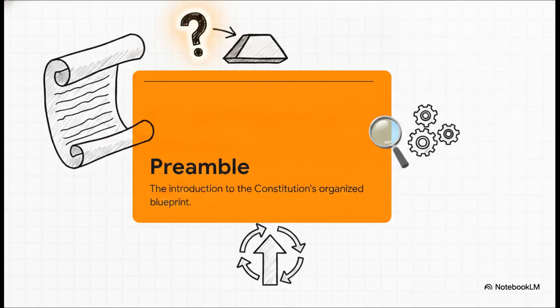So the very first part of this blueprint is the preamble. Now, before you get into all the detailed schematics of how the government is actually going to operate, this introduction takes a step back. It establishes the foundational purpose for the whole shebang. It essentially tells us the why, way before we ever get to the what. It sets the tone and the big goals for the entire nation.